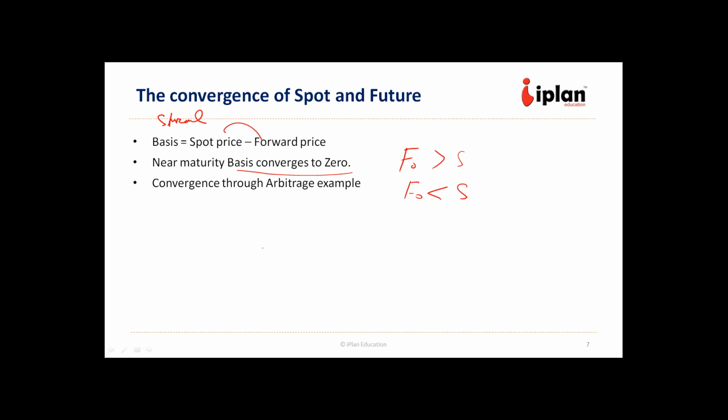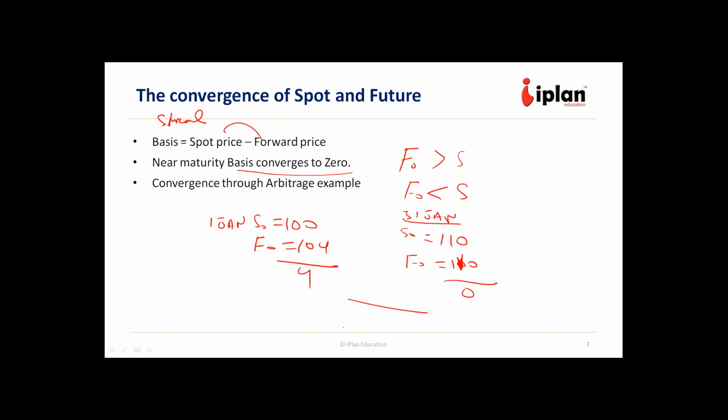What do we understand from this? Let's say on 1st January, the spot price is 100 and the future price is 104. There is a basis of 4 dollars. On 31st January, which is the expiry or maturity of the contract, the spot price goes to, let's say, 110, and the future will also go to 110. So there will be no difference. Here the difference is 4, which is the basis; here there will be 0 basis. Why is there a 0 basis? Because the spot and the future meet at the time of expiry.